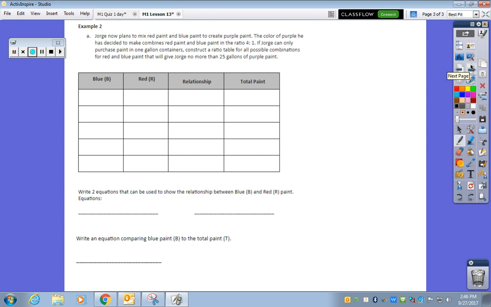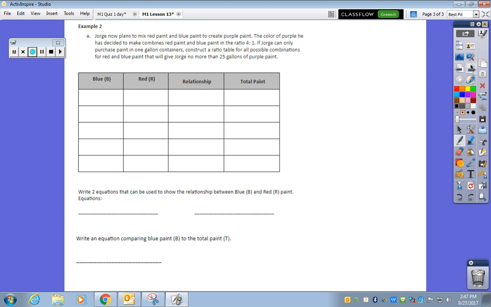Okay, example 2. This one says Jorge now plans to mix red paint and blue paint to create purple paint. The color of purple he has decided to make combines red paint and blue paint in the ratio 4:1. If Jorge can only purchase paint in 1-gallon containers, construct a ratio table for all possible combinations for red and blue paint that will give Jorge no more than 25 gallons of purple paint.